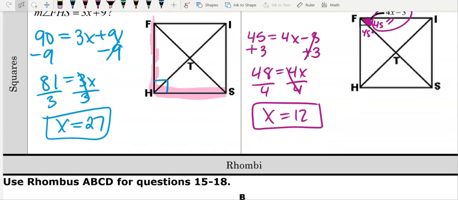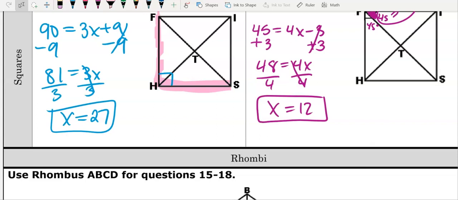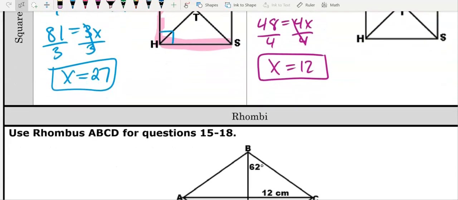Our last section is going over rhombuses, or I guess if you want to say it correctly, rhombi. You rhombi, we rhombi.